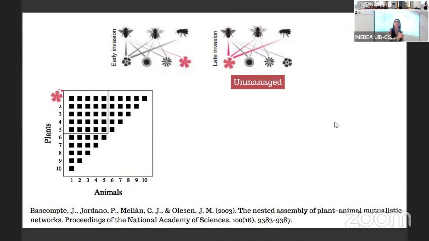So let's talk about the hypothetical examples that I showed you before. We expected that guava would be in this situation in the unmanaged network, right? Being the super generous species. But before, I need to introduce you to this example. This is another way to show ecological communities from a matrix, a nested matrix. So here we have the generous species in this square.